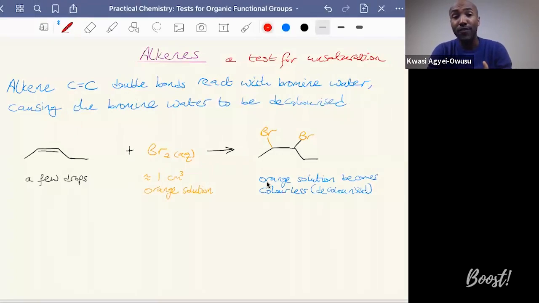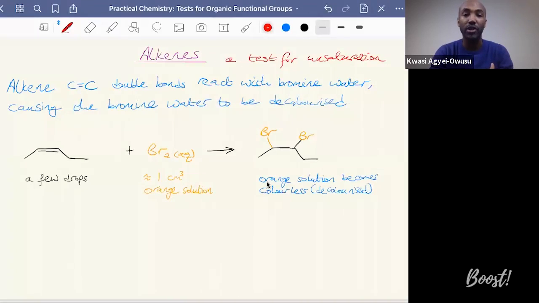Now, if you've got your unknown sample, you only need 2 or 3 drops of your sample added to about 1 centimeter cubed of bromine water. Bromine water is simply bromine dissolved in water. It's a dilute solution of bromine in water. And if you add a few drops of your sample and the bromine water changes color from orange to colorless, then you know that you do have a double bond present.